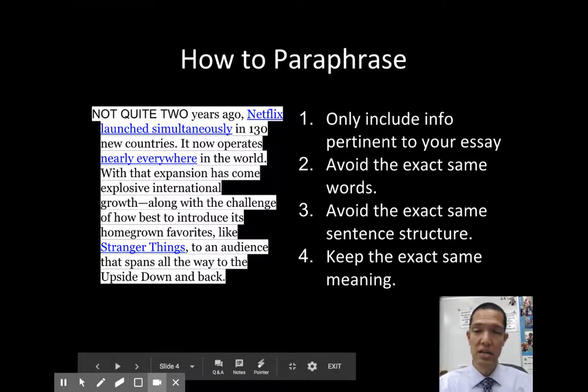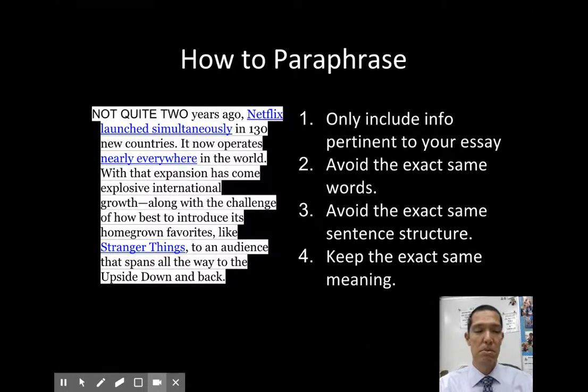How do you paraphrase? You've got to take what's written here and put it in your own words. So the paragraph I took is from Wired magazine. Not quite 2 years ago, Netflix launched simultaneously in 130 new countries. It now operates nearly everywhere in the world. With that expansion has come explosive international growth, along with the challenge of how best to introduce its homegrown favorites like Stranger Things to an audience that spans all the way to the upside down and back. So how do I paraphrase that? How do I put that in my own words?